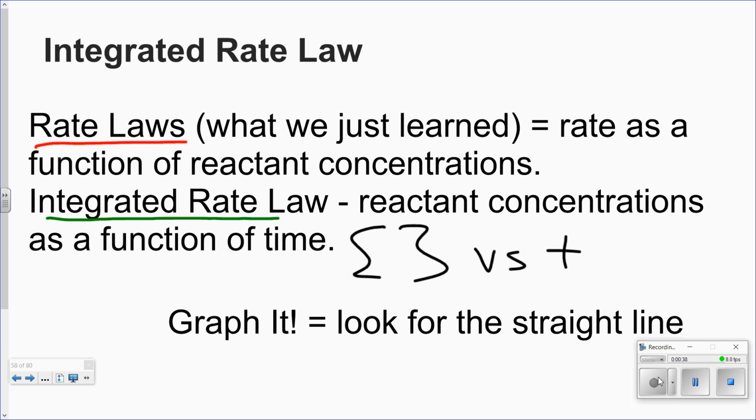Now, the most important thing whenever we're doing this integrated rate law is that we want to look for the straight line. We're going to graph the concentration versus time. Whenever we find a straight line, that's a big smile, because it indicates to us what rate law this is.